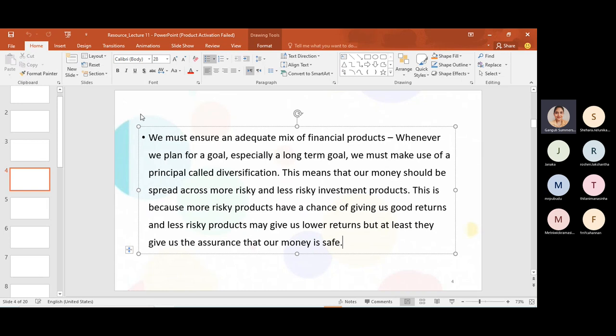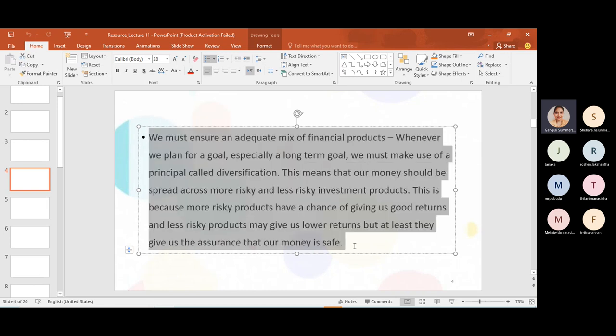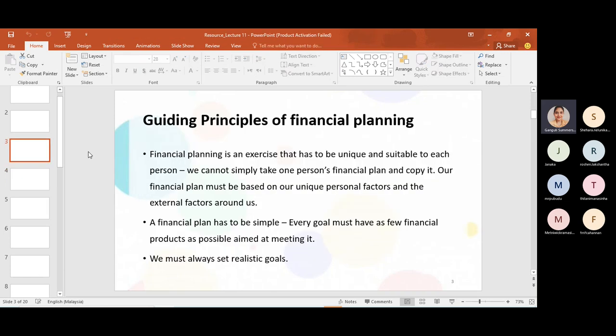Okay, let me explain this from the beginning now. We are talking about the main or the guiding principles of financial planning, right?